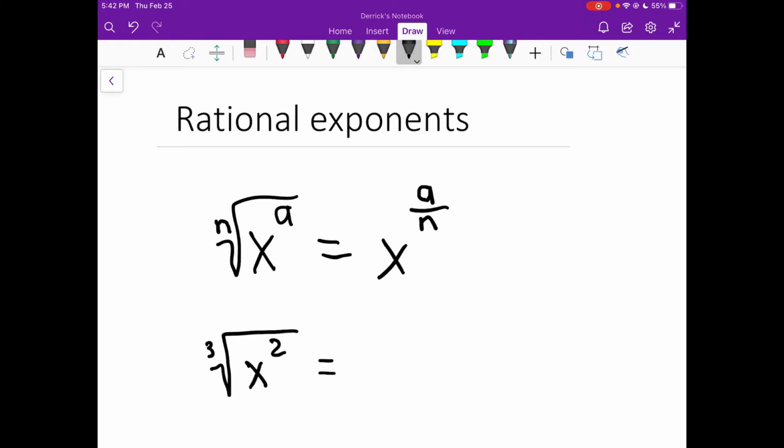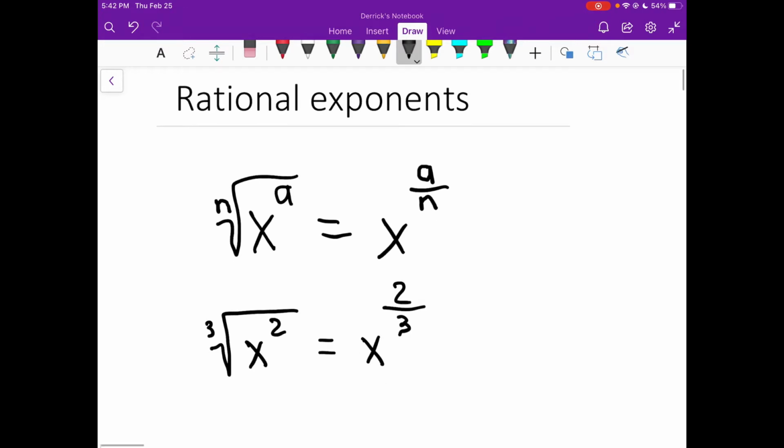So if it's x squared, that means that 2 is still going to be the numerator. It's still going to be the first thing that we put for our exponent. And then the denominator is going to be based on what type of root we have. Meaning since this is a third root, a cube root, we put a 3 for our denominator. It's not changing anything, it's just expressing it in a different fashion.